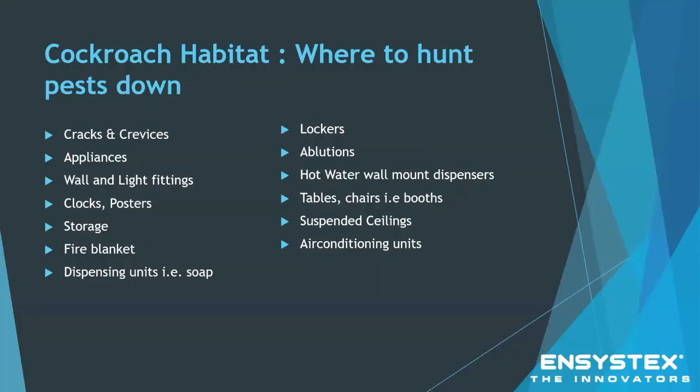Here we come down to the pests. So cockroaches, what are their habitats? Most of us know these things because we've been in the field a lot. Where do you hunt them down? Cracks and crevices, appliances, wall and light fittings, clocks and posters, storage, fire blankets. You often find the cockroaches breeding in the fire blankets. Dispensing units, lockers. Lockers and ablution areas are very important because that's where you get cross-contamination. Guys take the pest from the business back home and they bring it from home back to the business.